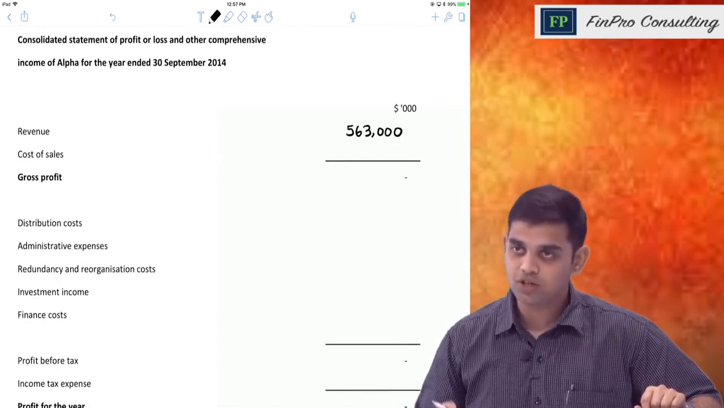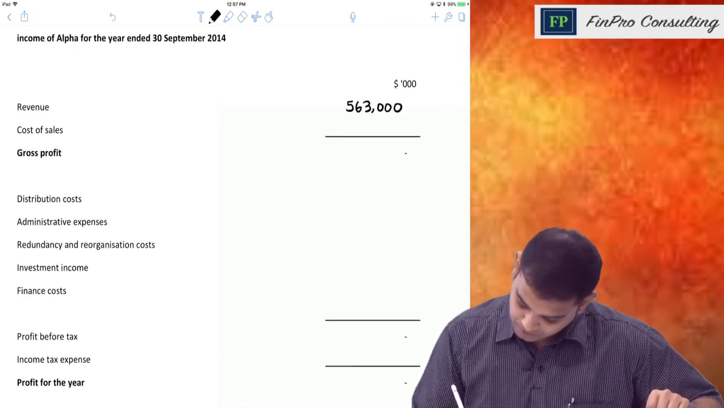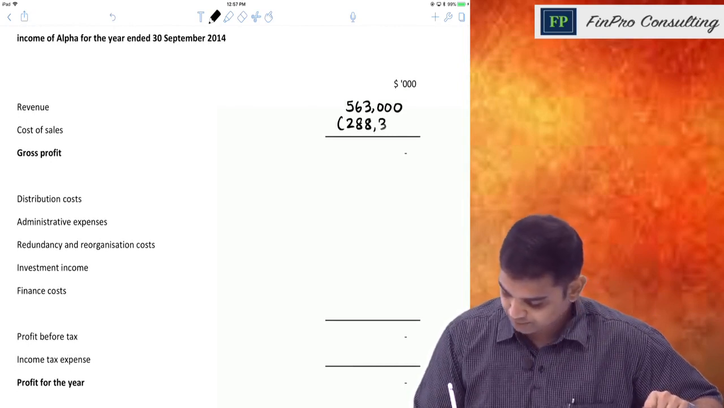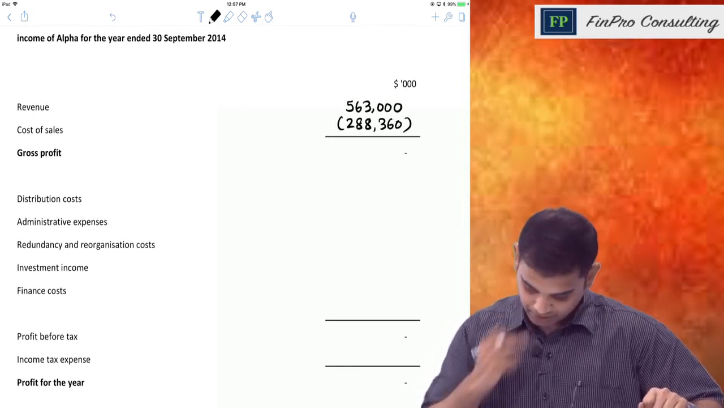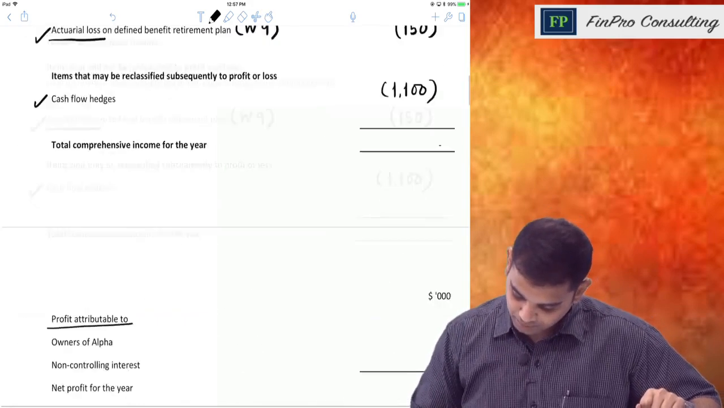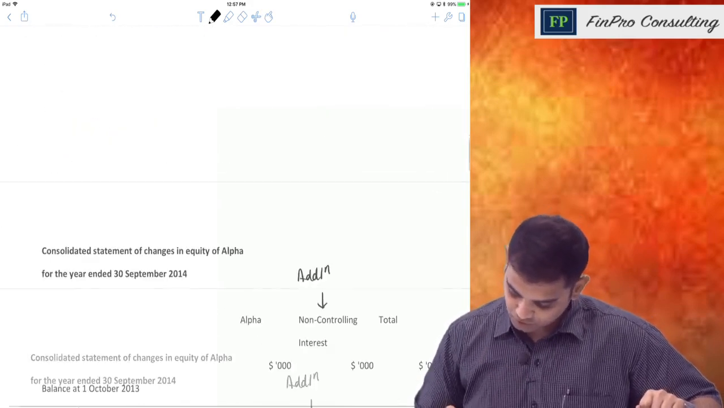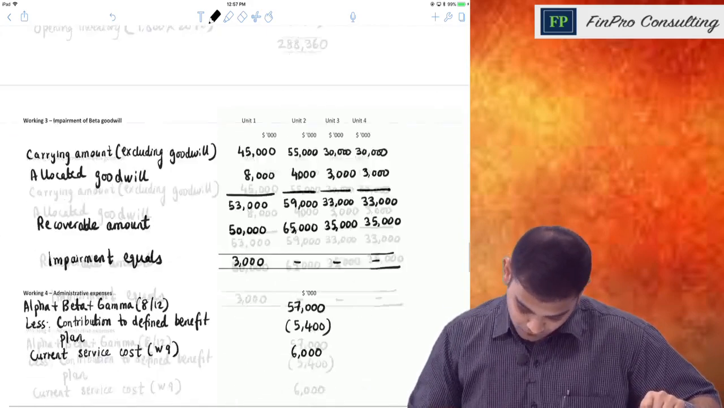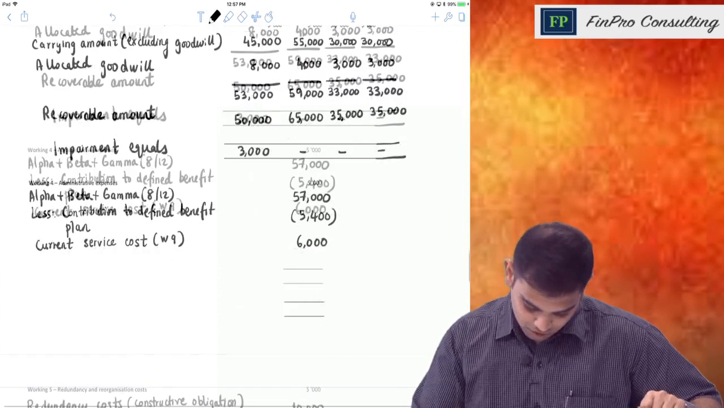Now, since this is a cost, you show it in bracket 288,360. Right? Gross profit and all will compute later on. Let's first close the working notes. So, working note 3 is closed.